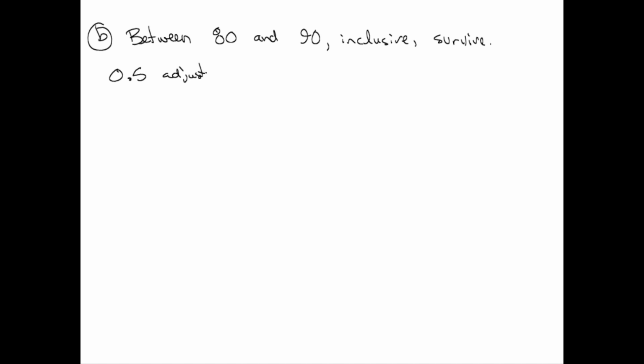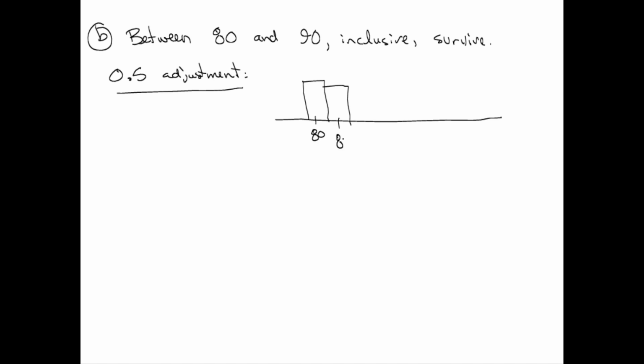Okay, so now we want to look at the second part, which was that between 80 and 90 inclusive survive. The first thing that we need to do is look at our 0.5 adjustment. So 80 and 90 are the significant numbers of successes mentioned in the problem, so I'm going to draw a little mini histogram that includes those and includes the ones right next to them. So near 80, I'm going to draw a bar for 81 and for 79. Over here near 90, I'm going to draw a bar for 90, for 91, and for 89.